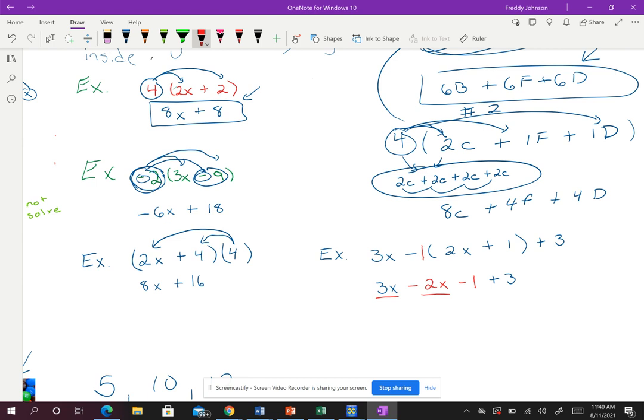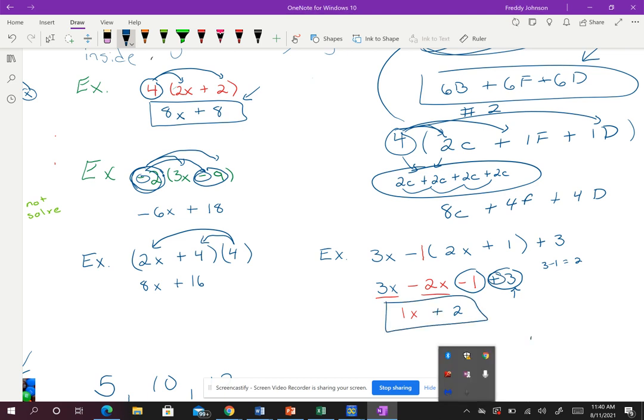So I have the 3x minus 2x. Opposite signs tells me to subtract. 3 minus 2 is 1. Keep the variable the same. Then I double check here. Oh, I have a negative 1 and a positive 3. They do not have variables, so that means I can combine them. Once again, opposite signs tells me to subtract. 3 minus 1, always big minus small. That's 2. Keep the bigger number's sign. The bigger number is 3. It's positive. So boom. That's really what we're going to be doing. We're just going to be focusing on distributive property and combining like terms.